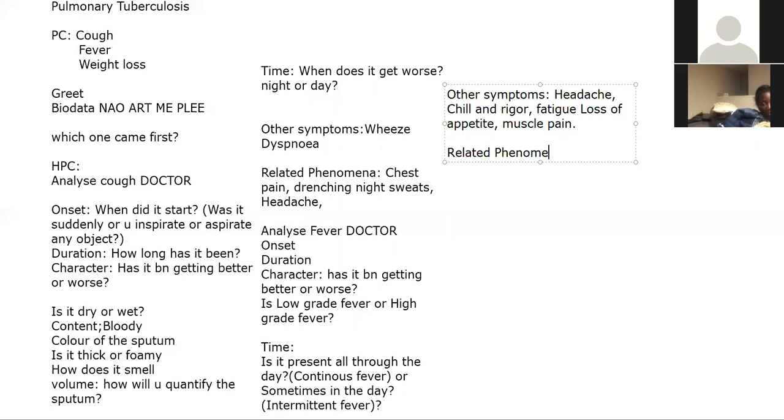Related phenomena. So what are the related phenomena to fever? You want to ask first, very important: does the fever respond to paracetamol? It's very important to ask, have you taken any antipyretic? So you want to know what you are dealing with. Is it responsive to PCM, paracetamol, or maybe tepid sponging? Remember our tepid sponging that we discussed in febrile convulsion.